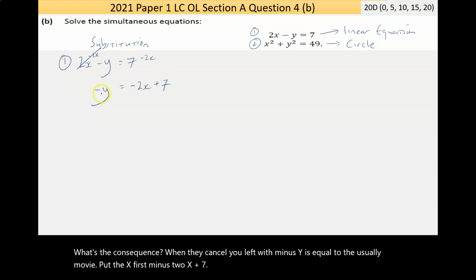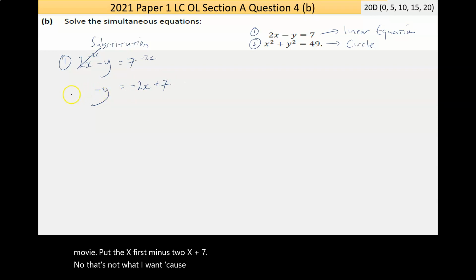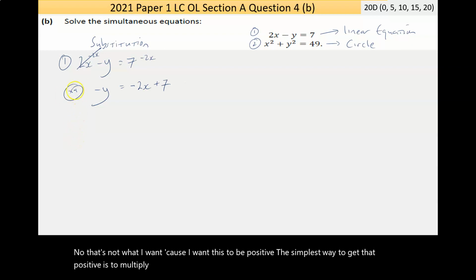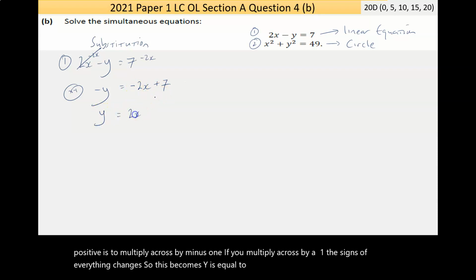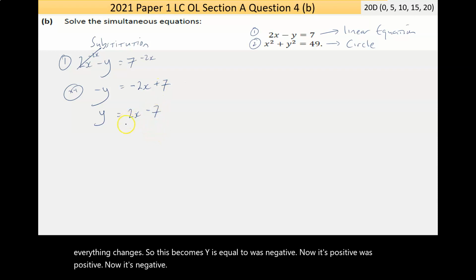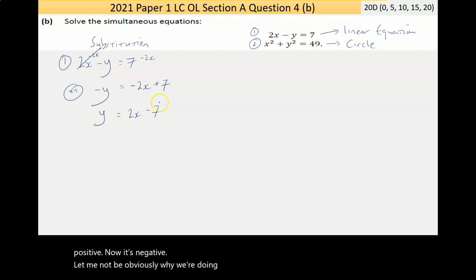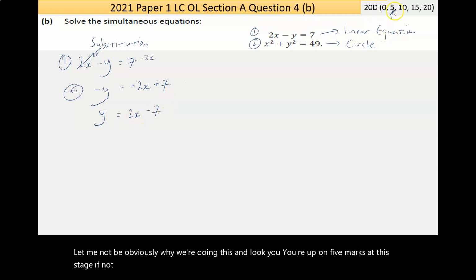Now, that's not what I want, because I want this to be positive. The simplest way to get that positive is to multiply across by a minus 1. If you multiply across by a minus 1, the signs of everything change. So this becomes y is equal to, was negative, now it's positive, was positive, now it's negative. Now, it may not be obvious yet why we're doing this. And look, you're up on 5 marks at this stage, if not more, because you're on the right path. It's just how far can you get along that path.